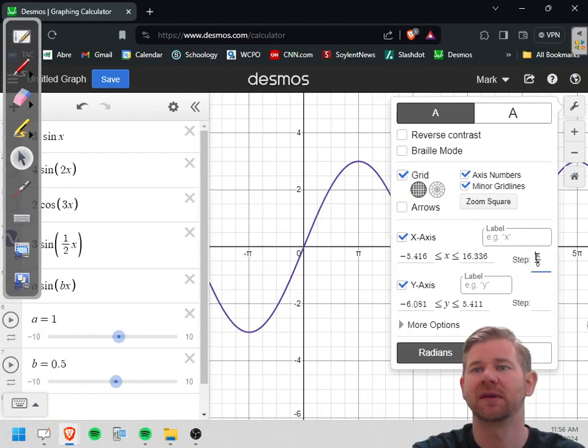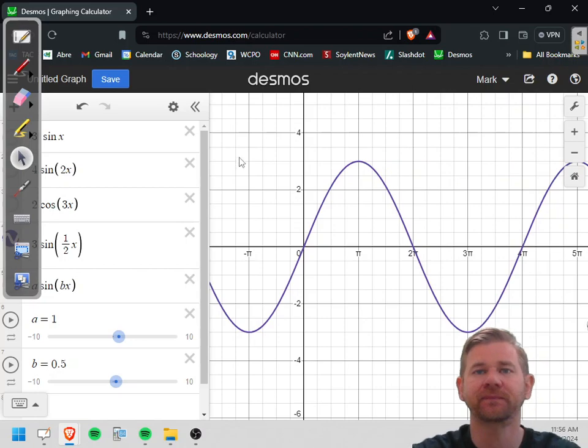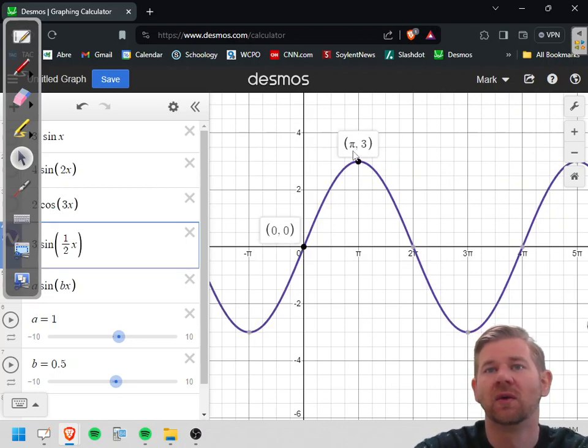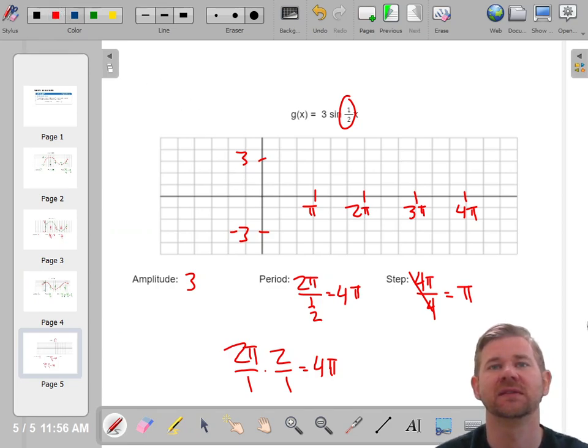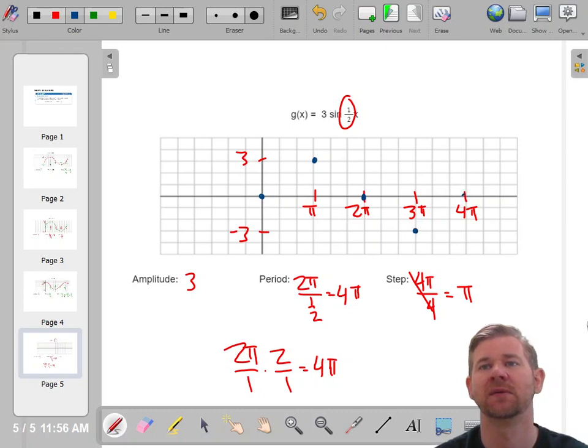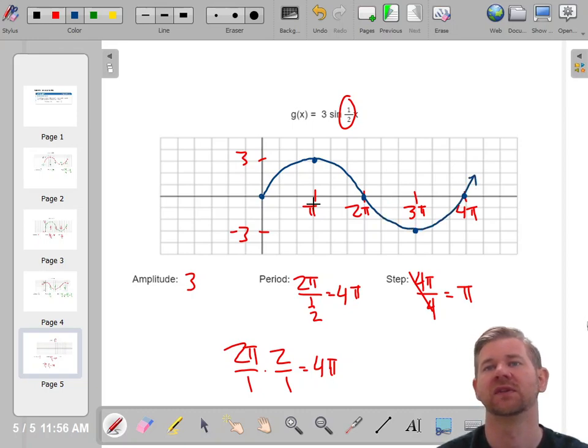I'm going to go here to step and make the step pi. And you can see now 0, 1 pi is at 3, 2 pi is at 0, 3 pi is at -3, and 4 pi is back to 0. So you can see my sine function looks something like this. 0, 0, pi is at 3, back to the midline, minimum, back to the midline. Okay, so you draw, again, smooth curves. If you turn in something that looks like this, I'm going to be like, that's not what a sine function looks like. Do better, okay?